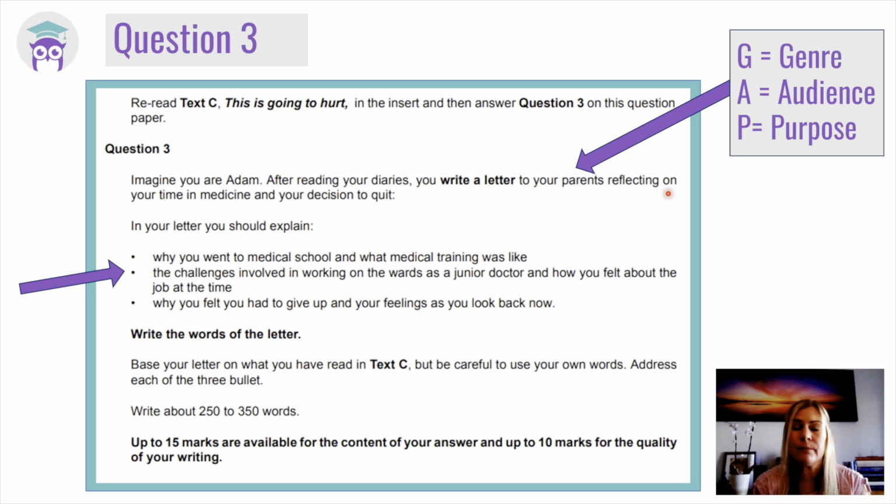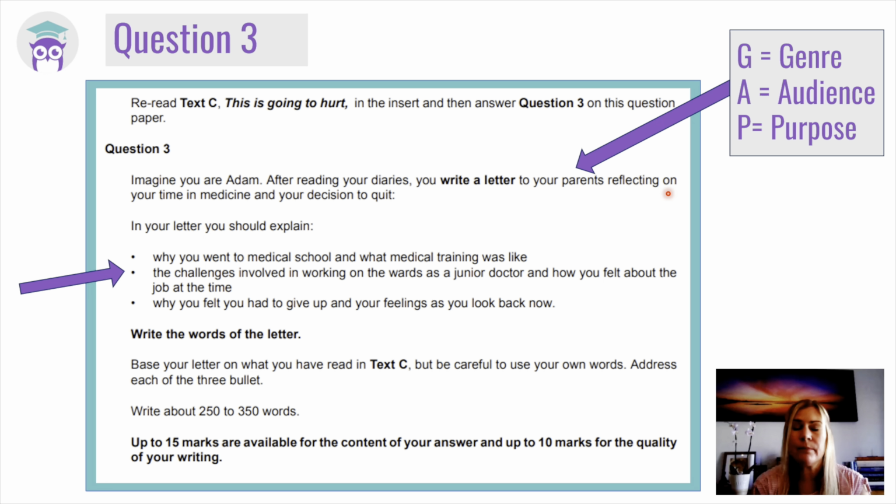Okay, so let's talk about the process. The first thing that I would do is I would get my highlights. Now, I'm not going to go through the whole text, okay? I'm just going to show you the opening. So I also think that it's a good idea to code your highlighting.